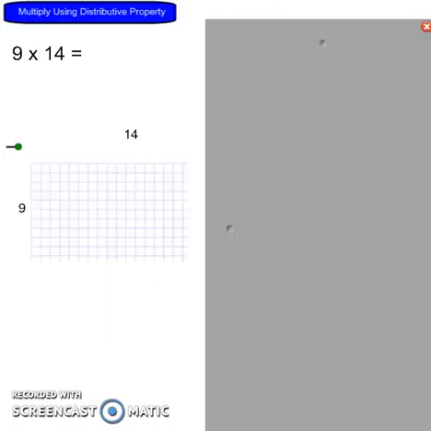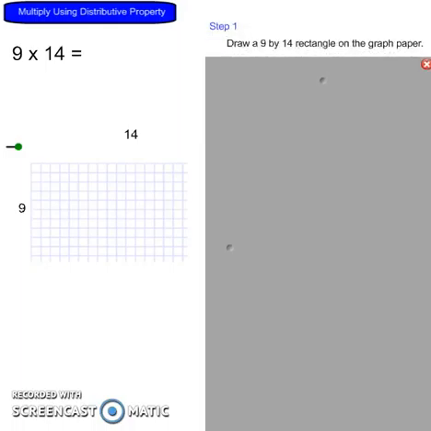The first problem we're going to look at is 9 times 14. My first step is I want to draw a 9 by 14 rectangle to represent my problem. Go down 9 and across 14 and then finish out my rectangle. And this is what it would look like if we're multiplying 9 by 14.